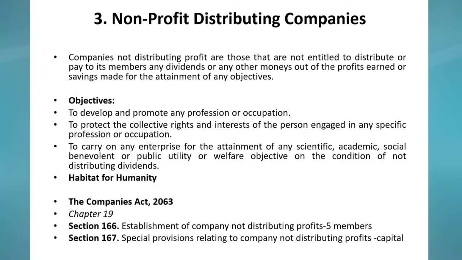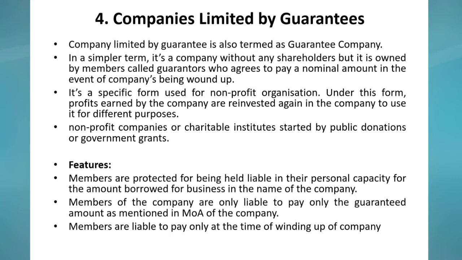So in companies limited by guarantee, the members are protected from being held liable in their personal capacity for the amount borrowed for business in the name of the company. Also, the members are only liable to pay the guaranteed amount, which means the initial commitment made during the incorporation of the company, as mentioned in the memorandum of association. And the members are liable to pay only at the time of winding up of the company in case of companies limited by guarantee.